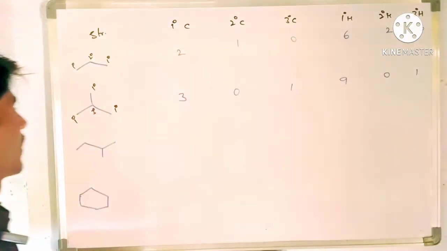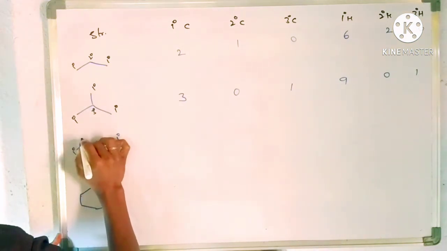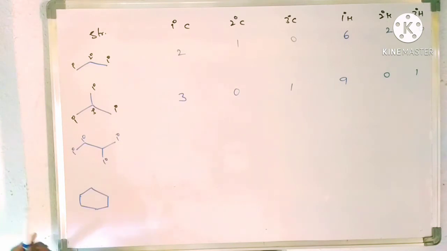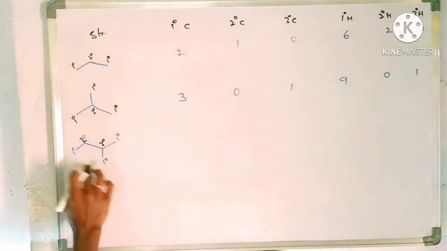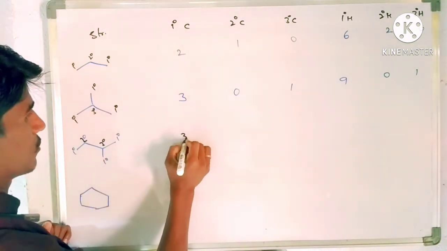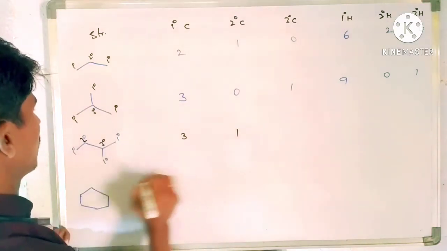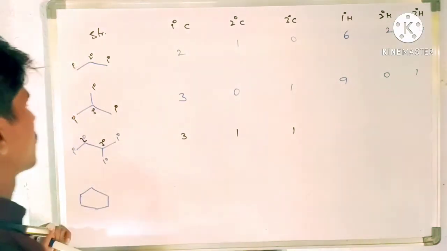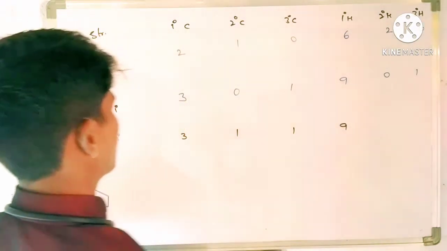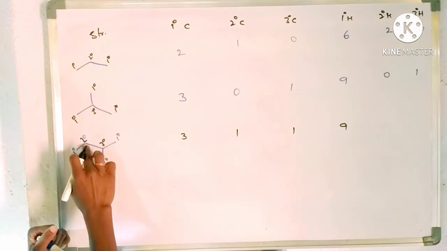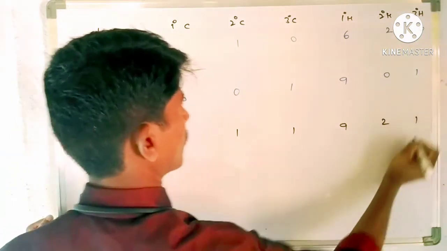The next one, coming to here: this is primary, this is primary, this is primary. Sorry, this is secondary, this is secondary, and this is tertiary. So 1, 2, 3 are the primary carbons. Secondary carbons are only 1. Tertiary carbon is only 1. Primary hydrogens: 3 times 3 is 9. Secondary hydrogens are only 2. Tertiary hydrogens only 1.